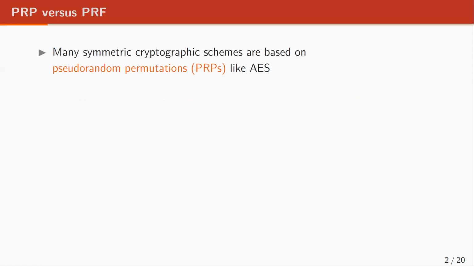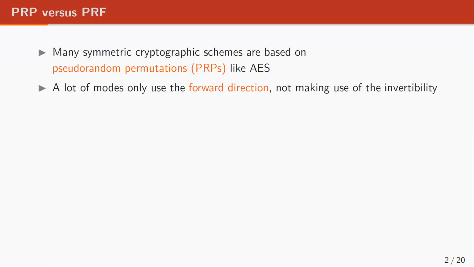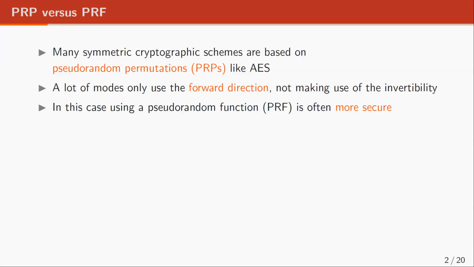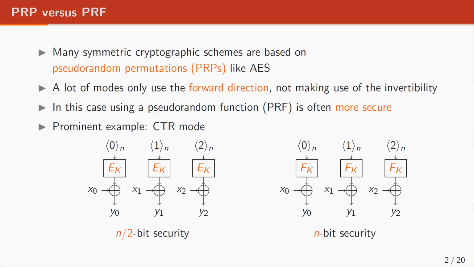When we look at a lot of symmetric cryptographic constructions, we see that a lot of them are based on pseudo-random permutations or PRPs, like AES. But a lot of these modes do not make use of the invertibility property. And in a lot of these cases, actually using a pseudo-random function or a PRF is more secure. The prominent example of this is counter mode. If we use counter mode with a PRP, then it only offers n/2 bits of security. But if we use a PRF instead, it can offer full n-bit security.